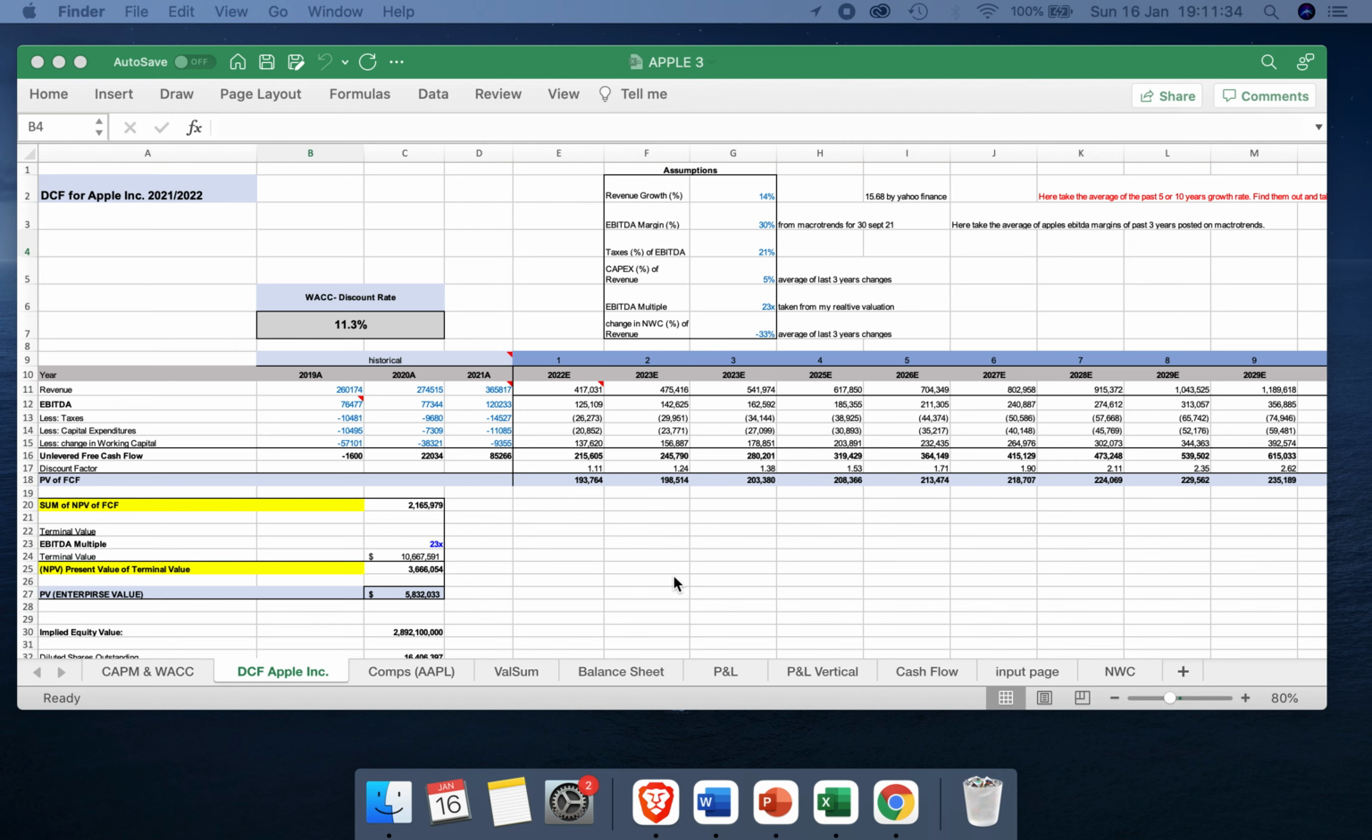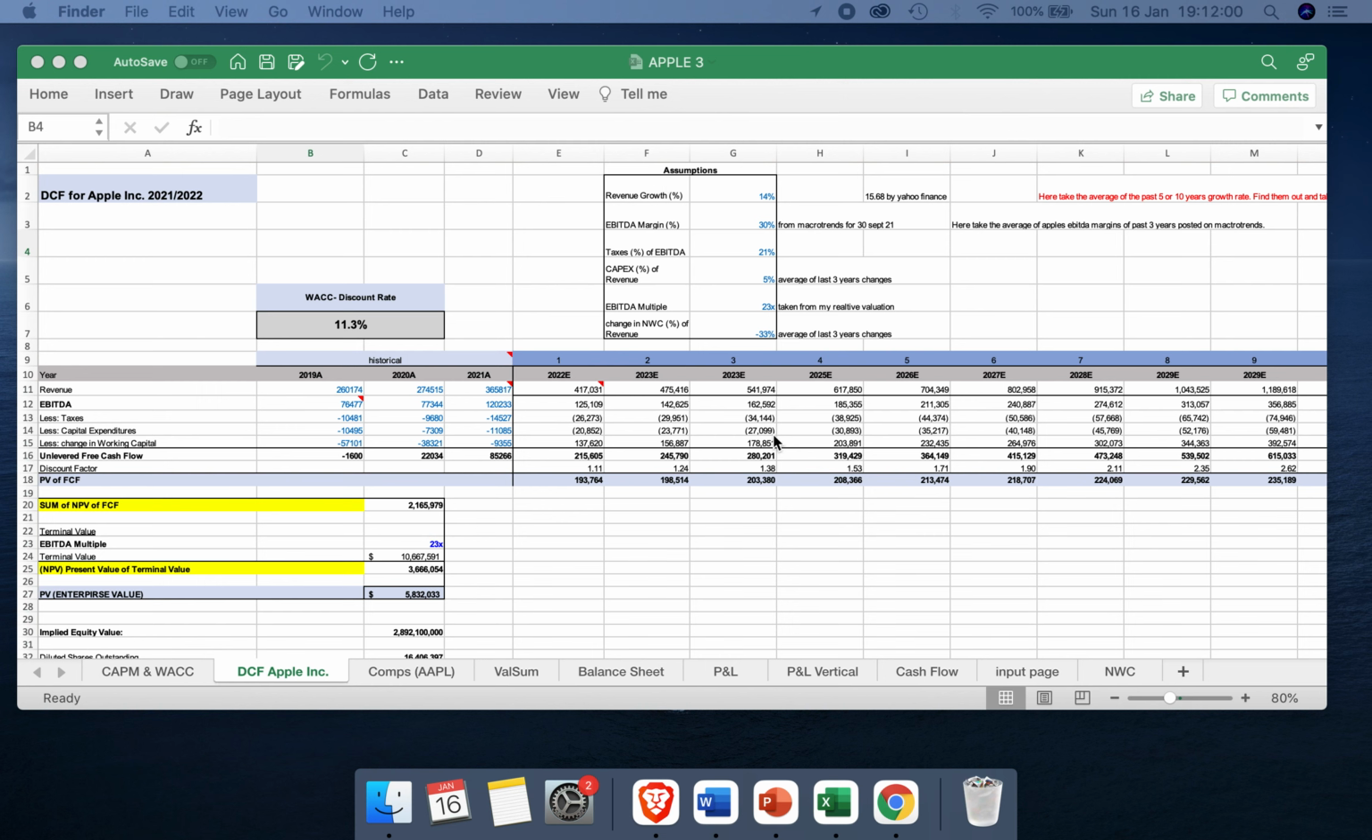So in a DCF analysis, there's basically 2 parts. The first part is the projection period in the near future, which means either the next 5 years or 10 years. So I have chosen 10 years. And the second part is calculating the terminal value in the distant future.